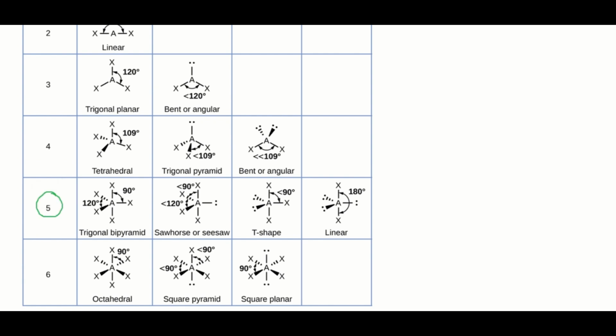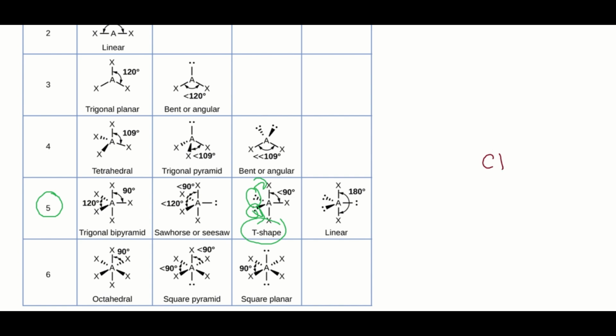Now, the lone pairs are not part of the structure, but they help determine the structure. So because we have 2 lone pairs, the molecular shape is T-shape. Now those bond angles are going to be slightly less than 90 because of the extra repulsion by the lone pairs. I'll draw that a little bit bigger here.